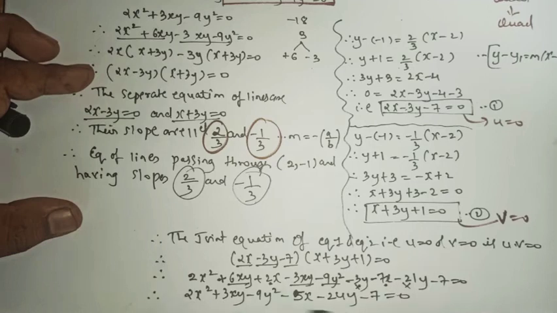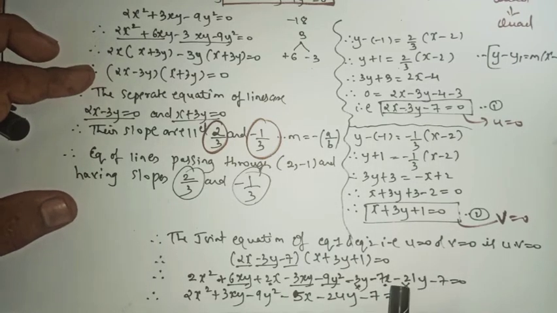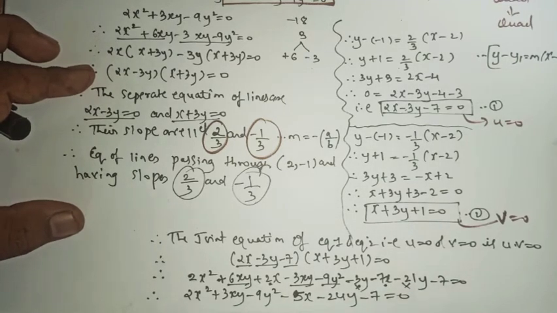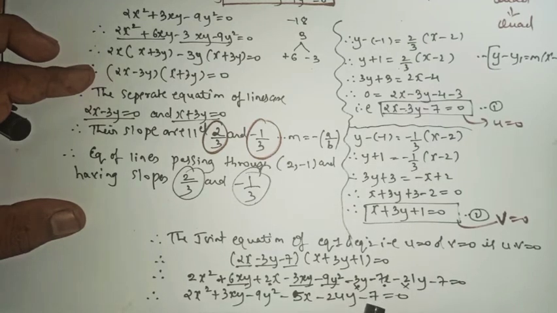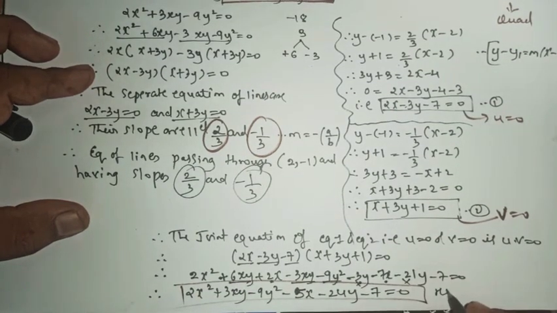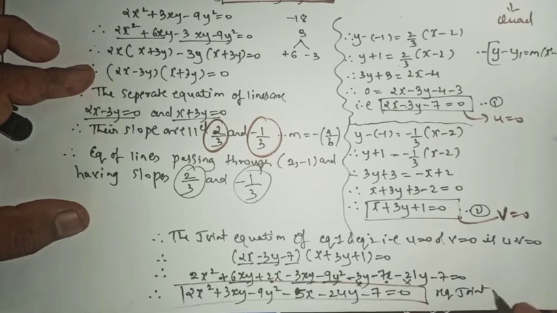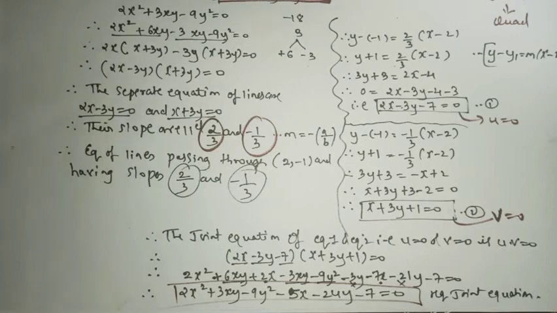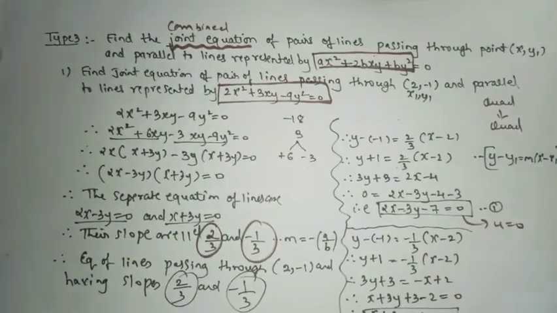As we know that in the final answer, how to rearrange the equation with respect to ax square plus 2hxy plus by square, yes or no? Then x, then y, then after that c equals 0. So this is the required joint equation. So type number 3 also we have to solve by using type number 2 only.